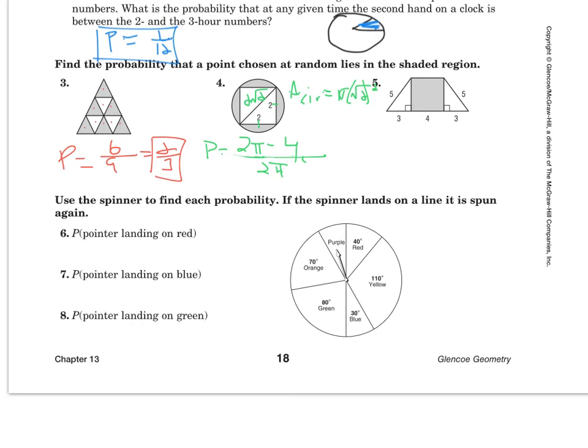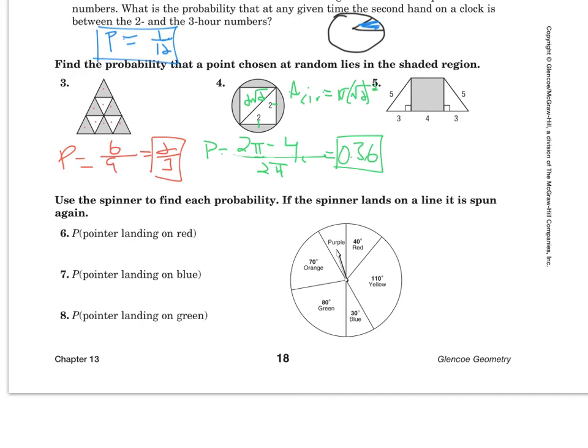We get 0.36, or 36%. Okay, obviously make sure you take a look at these things and guess what you're supposed to be, and that might help you make sure you didn't make any mistakes. Okay, number 5.